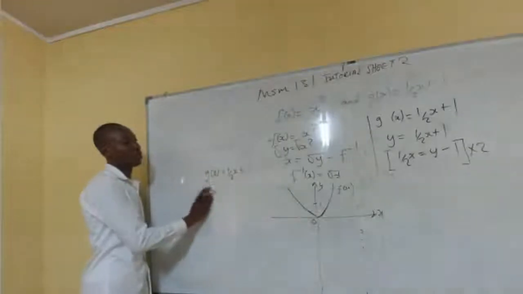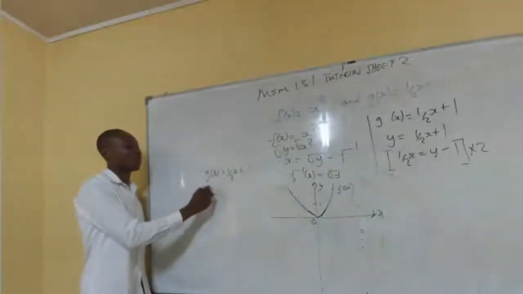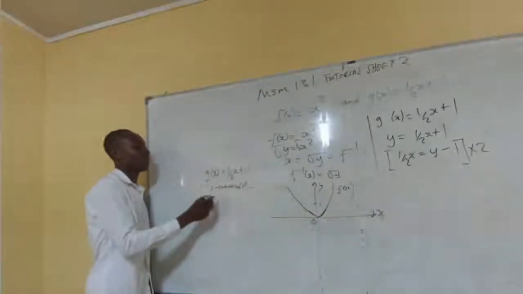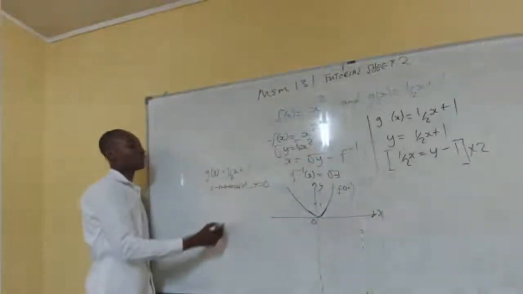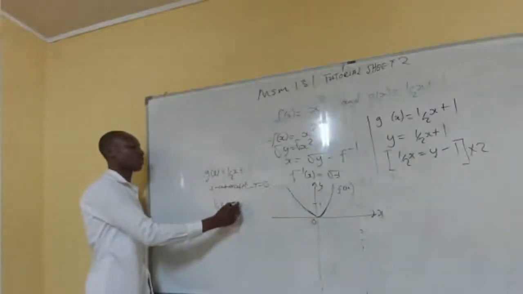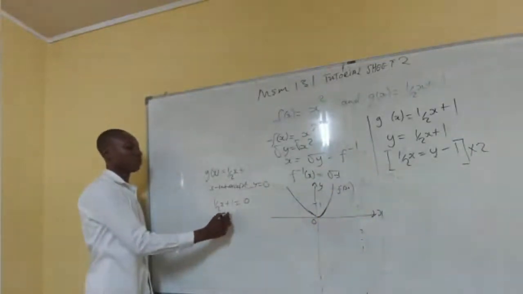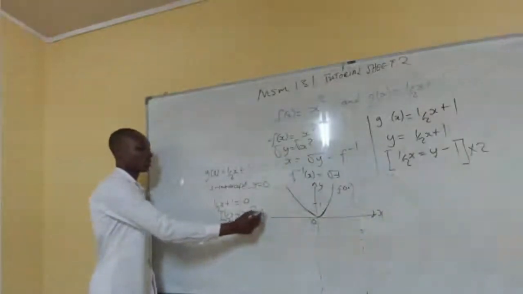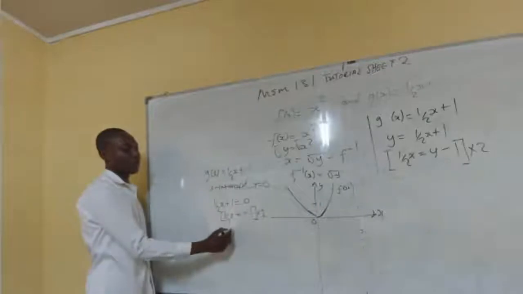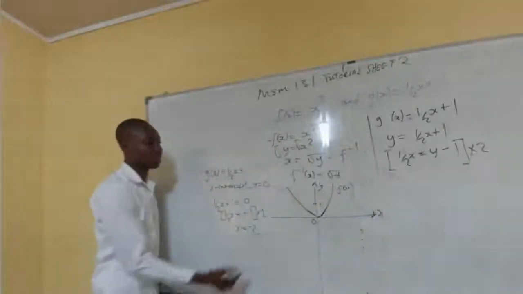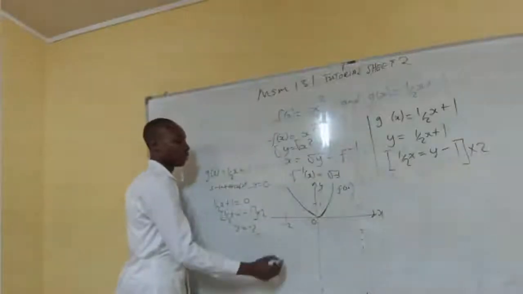Then also I want to know what is the x-intercept. So x-intercept, okay, y is 0. So meaning that we are going to say 1 over 2 x plus 1 is equal to 0. Then 1 over 2 x is equal to negative 1. Multiply throughout by 2 because I want to get rid of the 2 here. So we have x is equal to negative 2. Okay, so that's the x-intercept, negative 2.